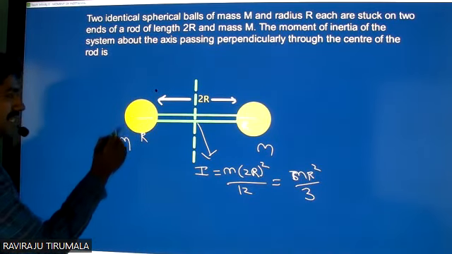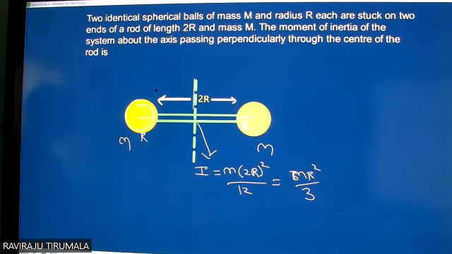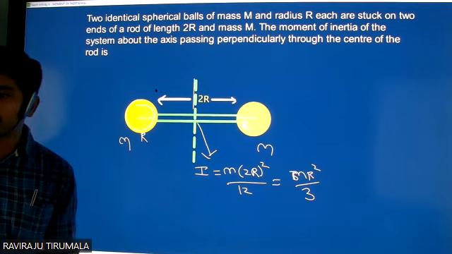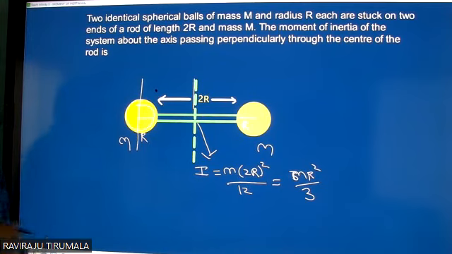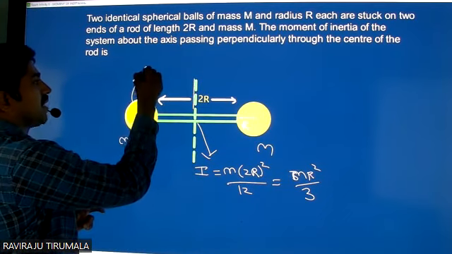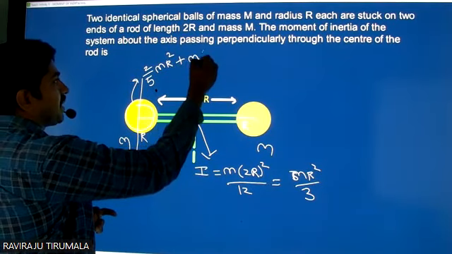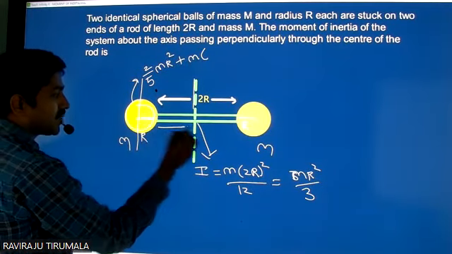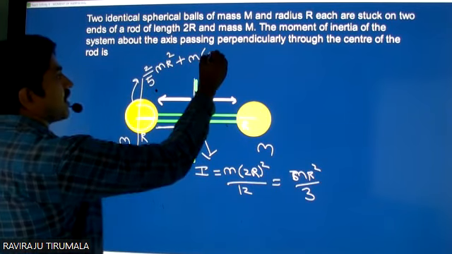For this particular sphere, solid sphere only. If nothing is given either solid or hollow, mostly you have to take only solid sphere. Even if simple sphere is given, you have to take it as solid sphere. So for this particular sphere, about its diameter, what is the formula? 2 by 5 mr square. But about this axis they are asking us, so you have to apply parallel axis theorem. So what is the formula then? 2 by 5 mr square plus m into here to here r, and here to here is also r only, na? Total length of the rod is given 2r, na? So r plus r, 2r whole square.